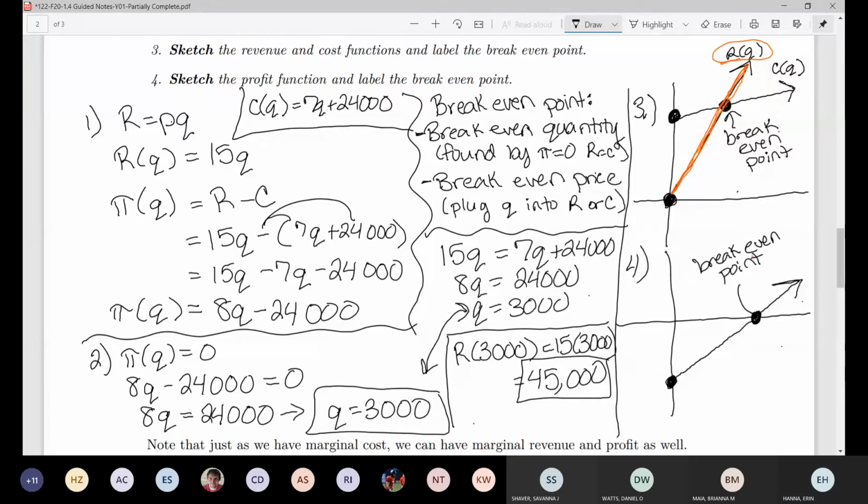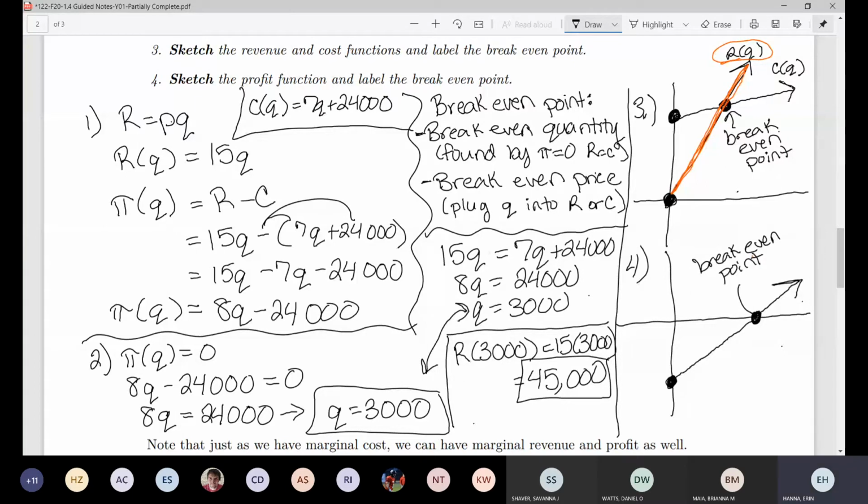Technically, 90% of the time, since the functions are C of Q, R of Q, pi of Q, the Q would be an X value. So it would be 3,000 comma 45,000, 90% of the time. Sometimes they switch the variables on you. So sometimes it does flip-flop, but 90% of the time it's Q, quantity comma price, if you want to consider it as a point.